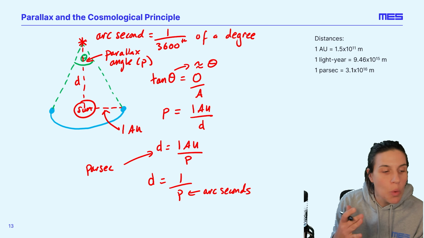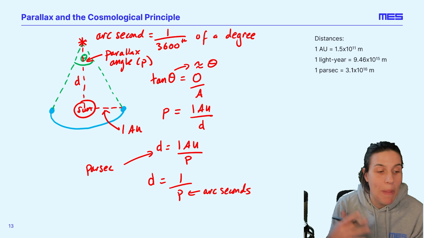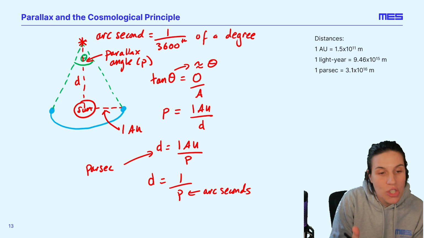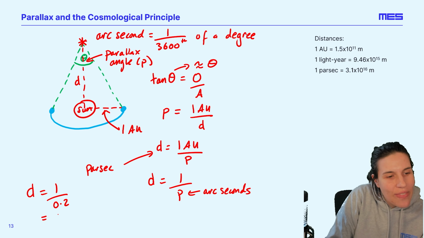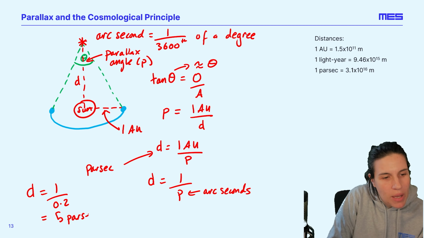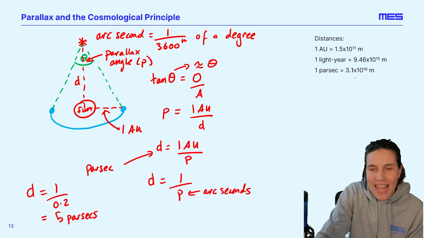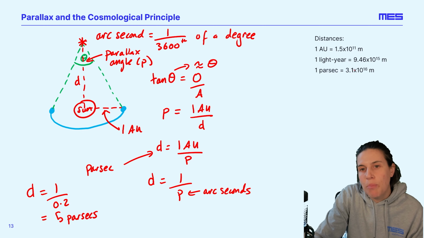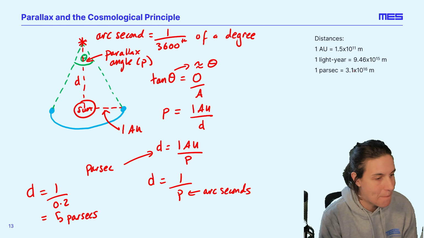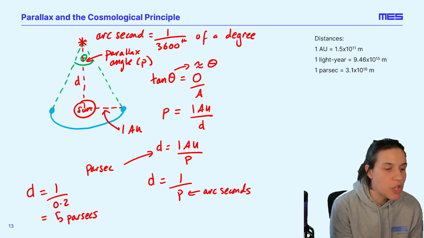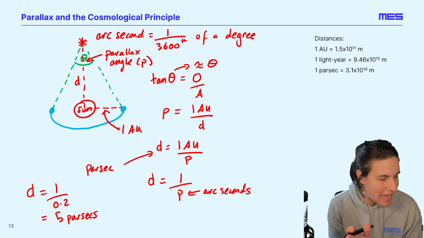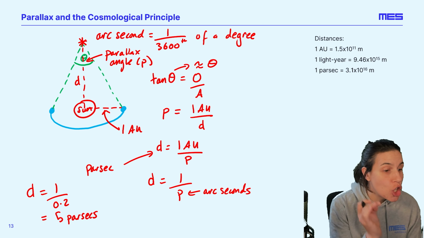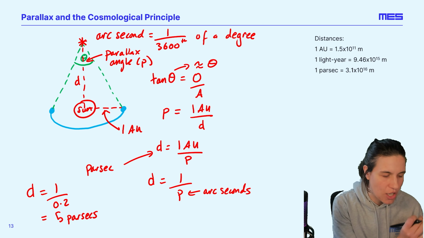So for example, let's say we wanted to work out how far away a star was that had a parallax angle of 0.2 arc seconds. We just do distance is equal to 1 divided by 0.2, and that would give me an answer of 5 parsecs. If we then wanted to find this in meters, we could use our 1 parsec conversion, because 1 parsec is 3.1 times 10 to the 16 meters. And there we go. So this is where the equation comes from. The key thing to remember when using this equation, though, is distance has got to be in parsecs, and your parallax angle has got to be in arc seconds.